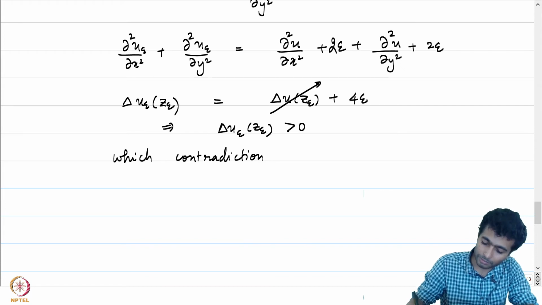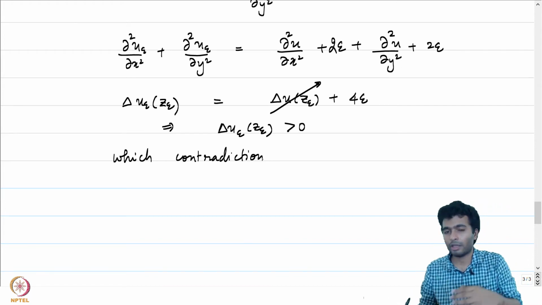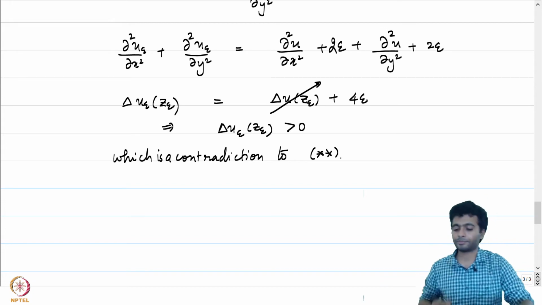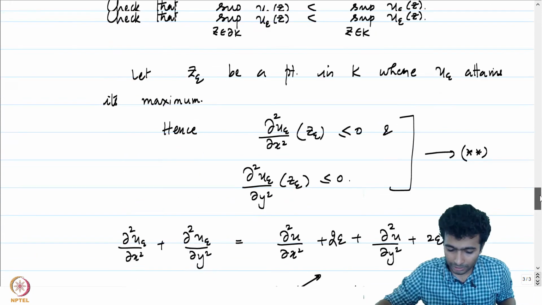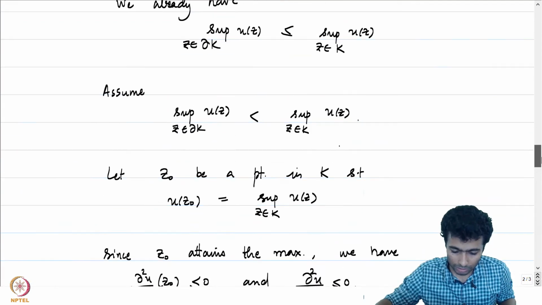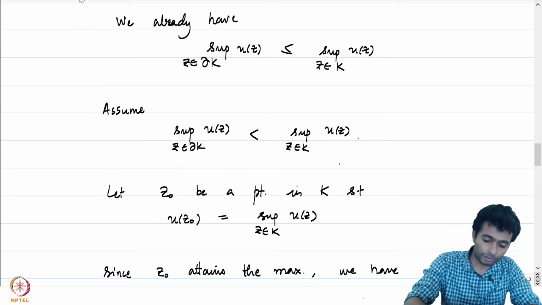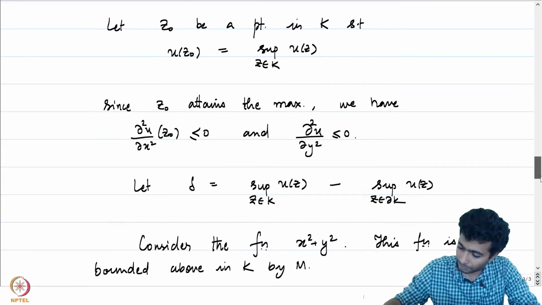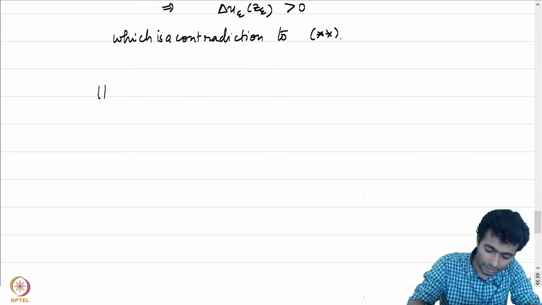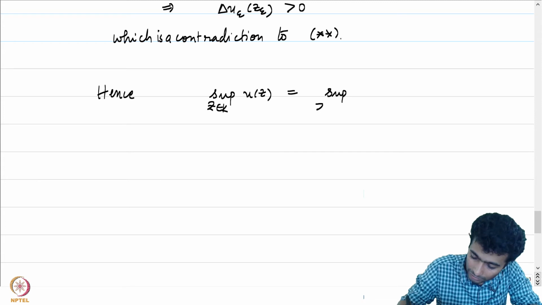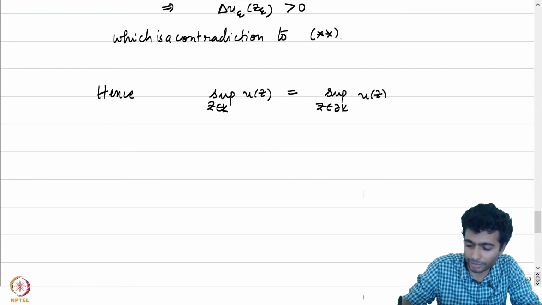We made some space by adding epsilon times x square plus y square to our given function. And therefore our assumption has to be false, which was the assumption here. Therefore this assumption has to be false. Hence the supremum of z in K of u of z is equal to the supremum of z in the boundary of K of u of z.